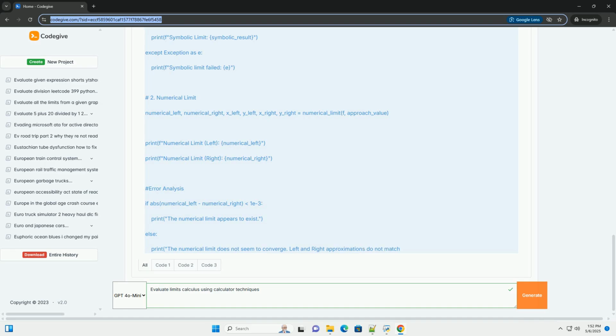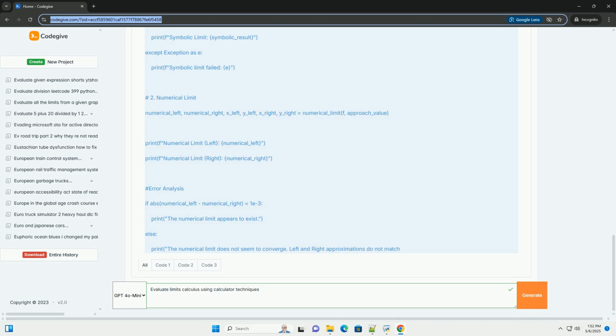Key concepts. Approaching from left and right. We need to consider the limit as x approaches a from both smaller values, x→a⁻, and larger values, x→a⁺. If these one-sided limits are equal, then the overall limit exists.